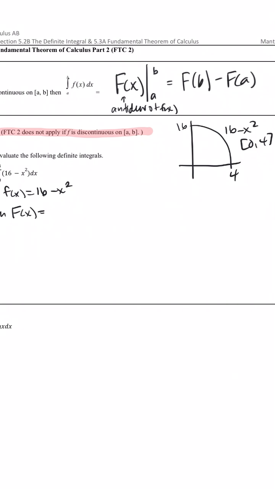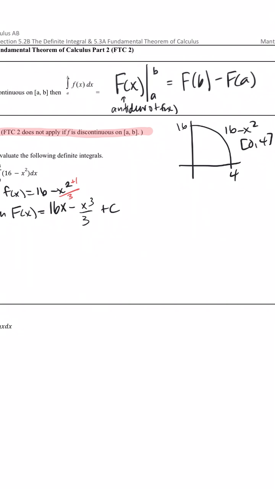All right, well, the antiderivative of 16 is 16x, right? We're working backwards so that the derivative of 16x is 16. And then do you remember what to do with powers? When we take the derivative, we bring the power down and then reduce by 1. But when we're going antiderivative, we add 1 and divide by that new power. And so we're going to get minus x cubed over 3 plus c. Don't forget your constant.